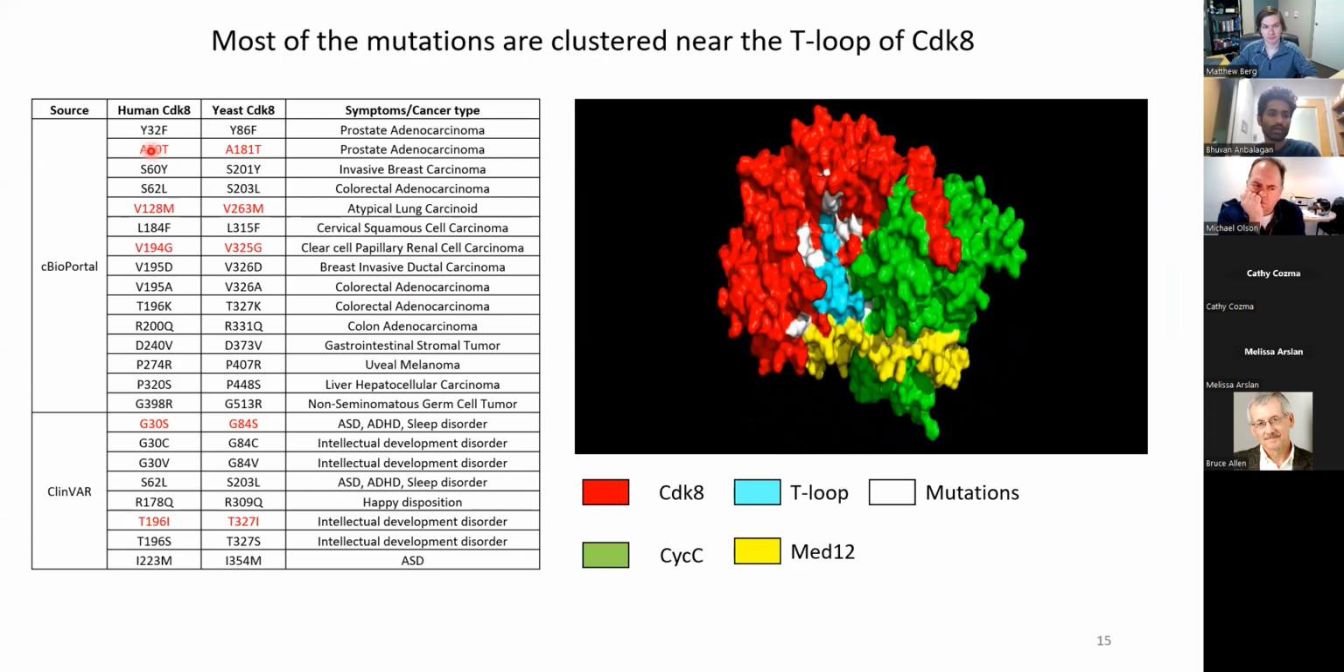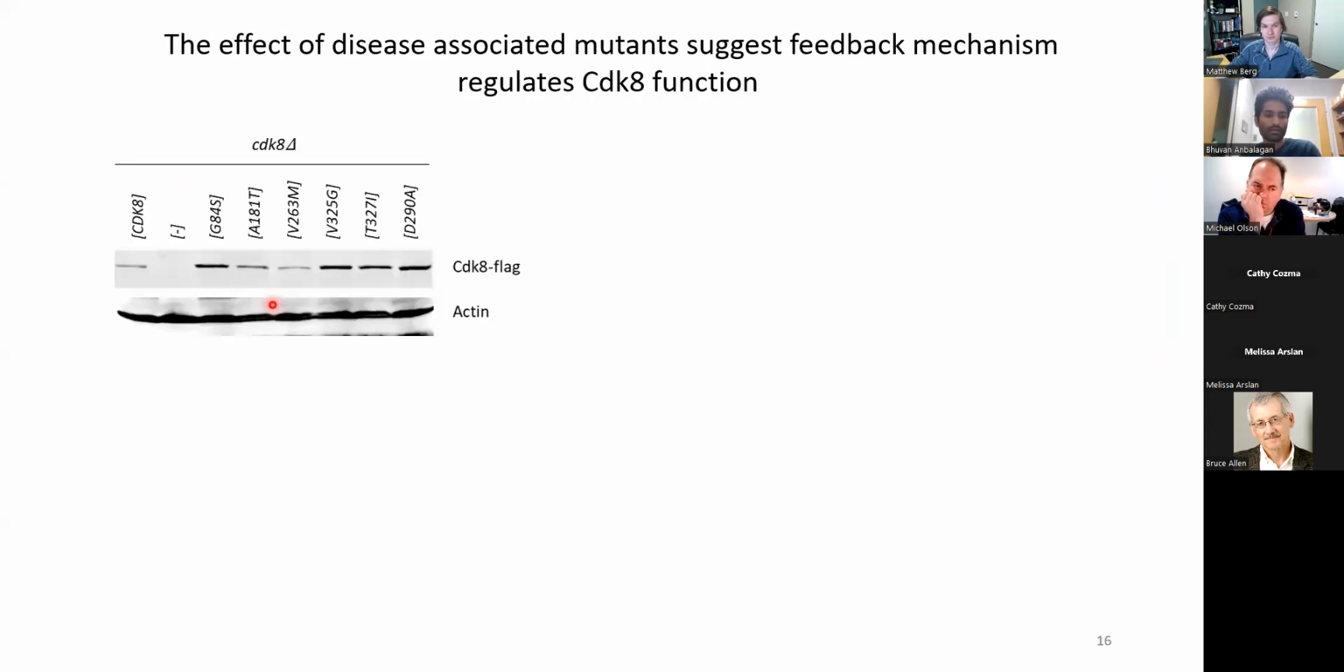So to begin with, I selected these 5 mutations. I selected them based on the criteria that they fall in and around the T-loop or near the interaction sites between cyclin C and CDK8. And I made these mutations and tagged them with a FLAG epitope, and I introduced them onto a CDK8 knockout background. And to see if these mutations are producing normal levels of protein when compared to the wild type, I ran a Western blot from the whole cell extract. And as you can see, in the CDK8 knockout background containing an empty vector, there is no protein production.